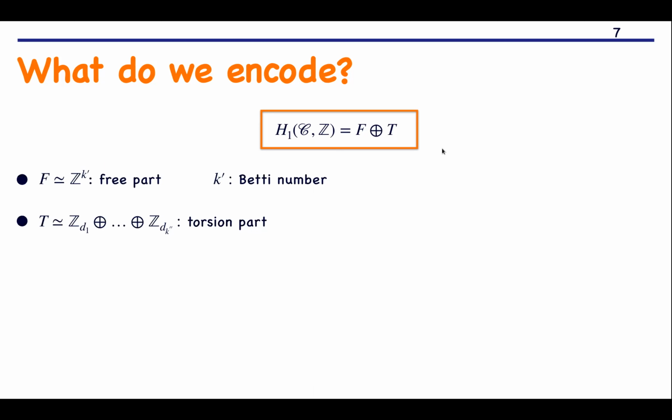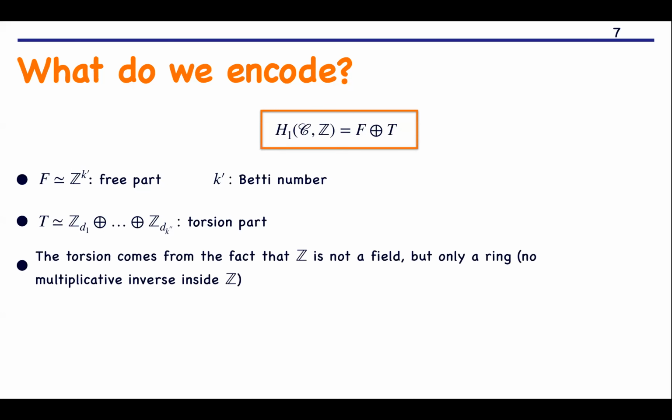And so basically, if we have a torsion part, we will also be capable of encoding qubits, for instance. Importantly, the torsion comes from the fact that we are starting from rotors, so Z is not a field, but only a ring. So basically, there is no multiplicative inverse inside Z. And this is also the reason why when we consider qudit codes, we always encode other qudits. We never have a torsion part because we take, for instance, a prime, which is a field and not only a ring.